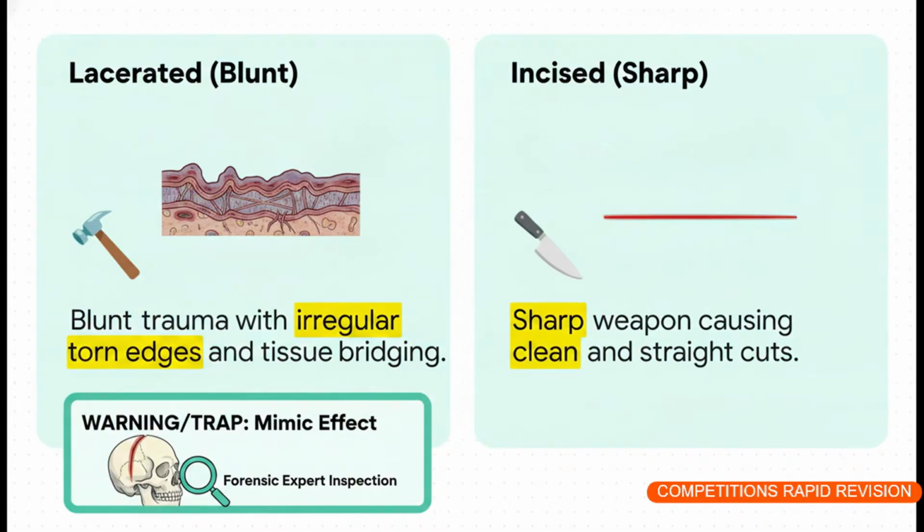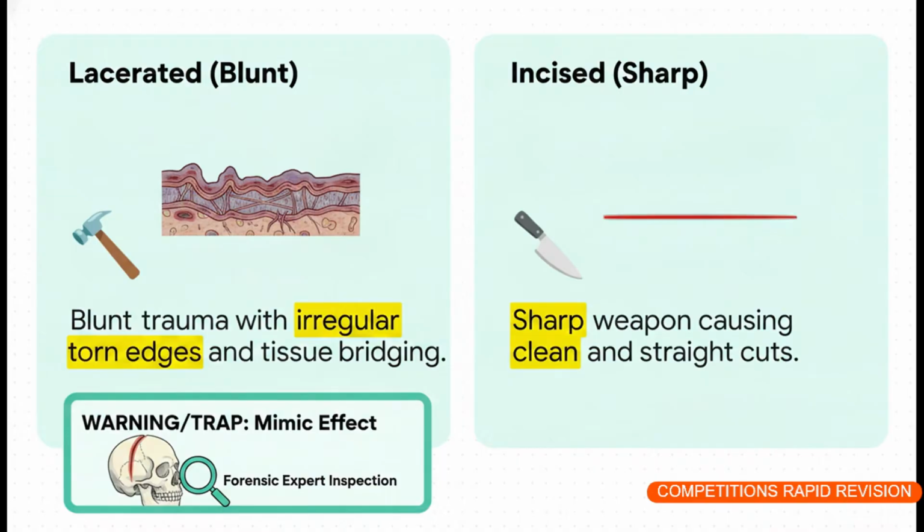A blunt hit to a hard, bony surface like the skull can actually completely mimic an incised wound because the skin tightly splits over the underlying bone. Do not let them trick you with this exception in the exam hall. Forensic experts literally have to use magnifying lenses to inspect the margins for hidden tissue bridging just to avoid this exact misclassification.